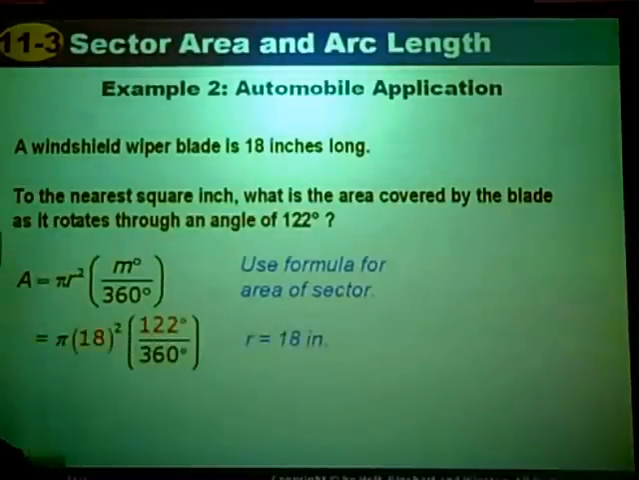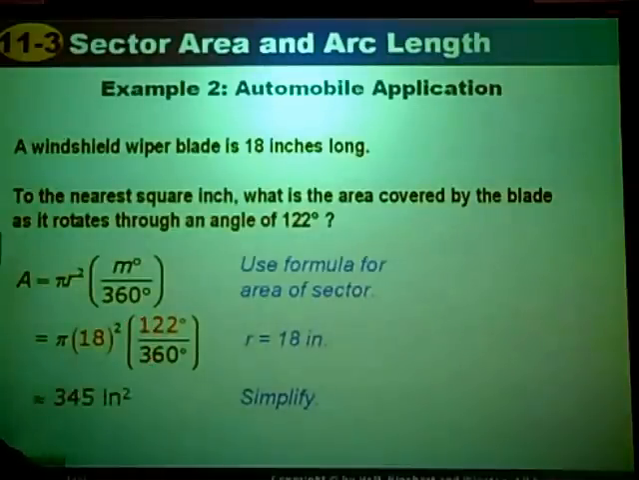So we're going to plug that in. And it says to the nearest square inch. So now when we round it, we're just rounding it to the nearest inch. So we just do pi times 18 squared times 122 divided by 360, put it all in your calculator, and it's going to be about 345 square inches. And it says inches up here, so we've got square inches in our area.